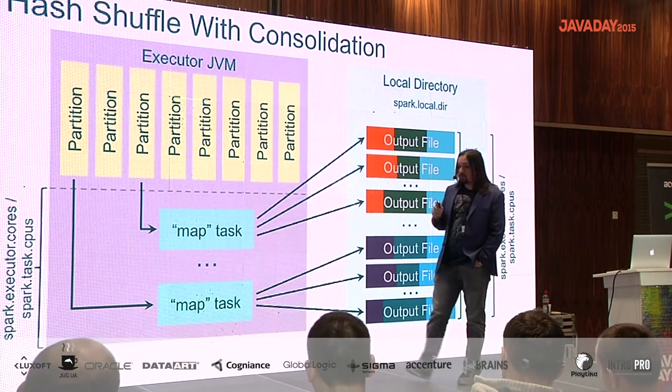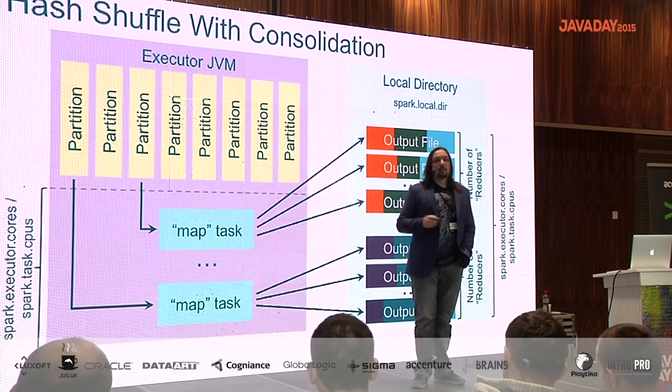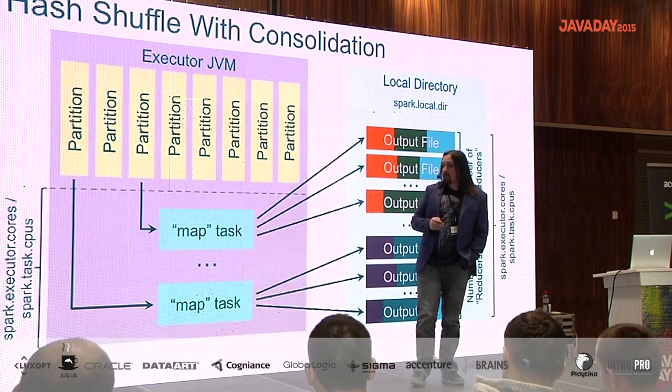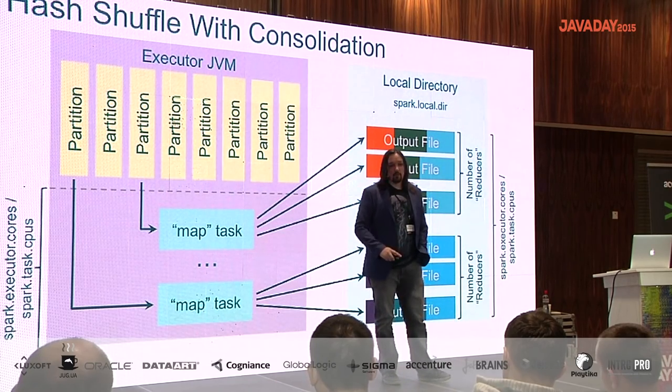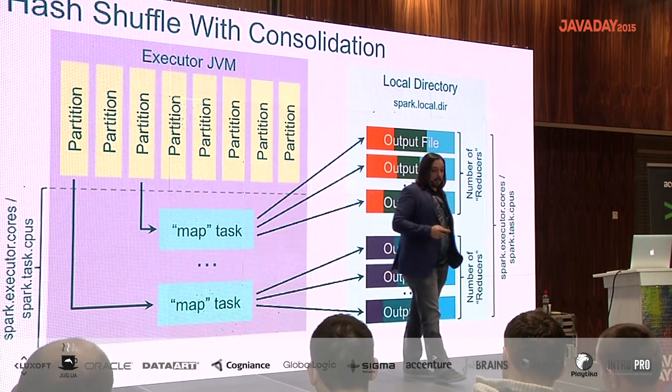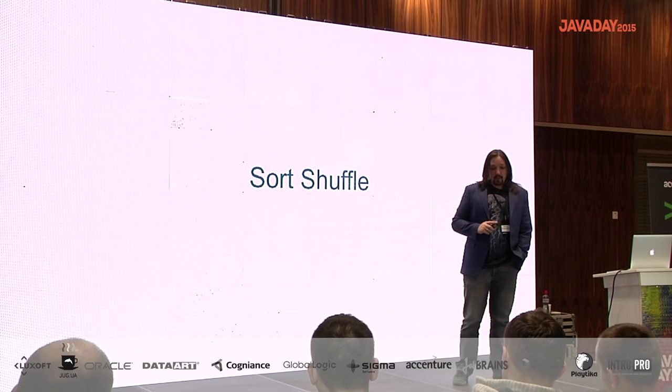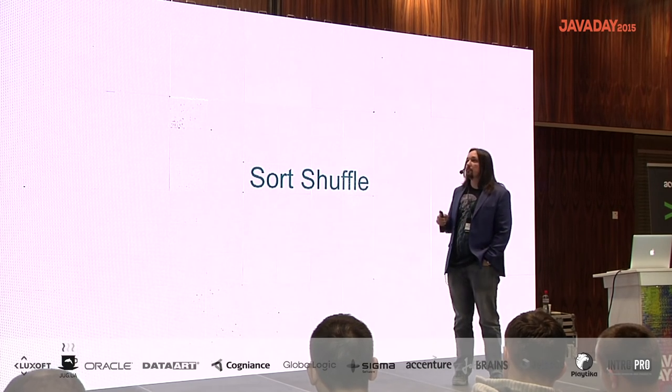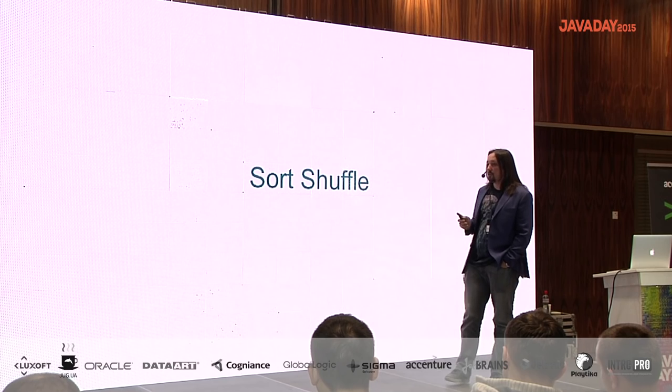It helps only in some scenarios, when the number of reducers is not very big, when concurrency is not very big, when your cluster is not very big. But then they implemented sort shuffle. Sort shuffle is much better than this.